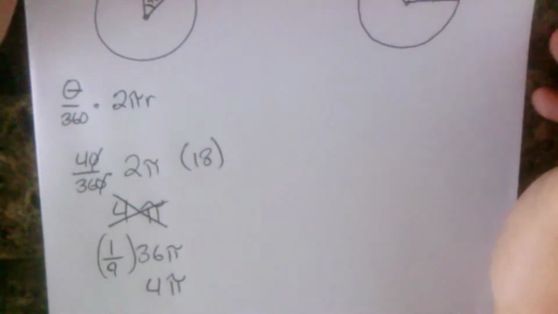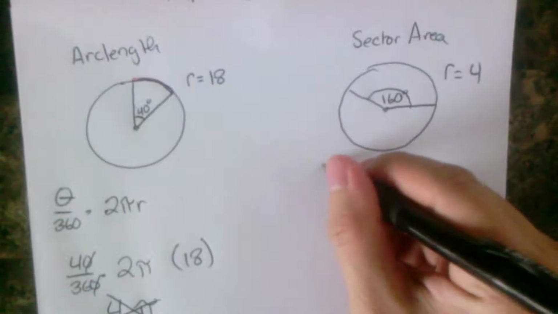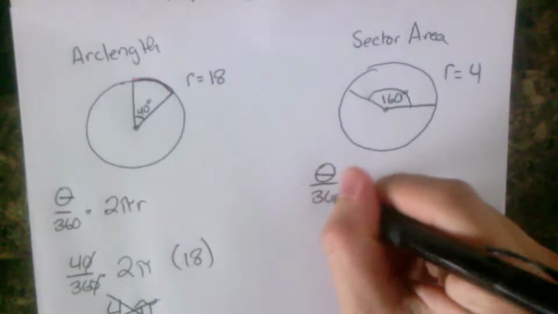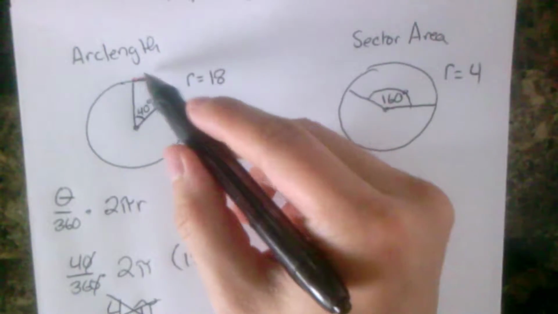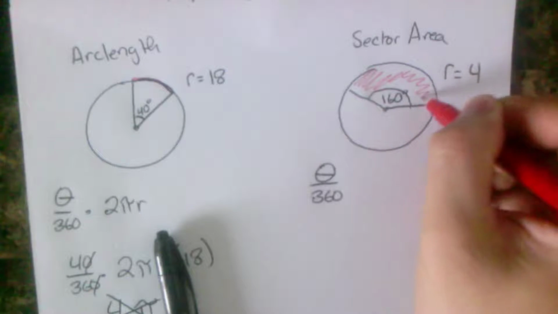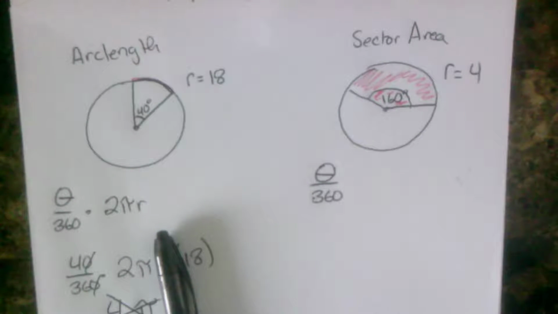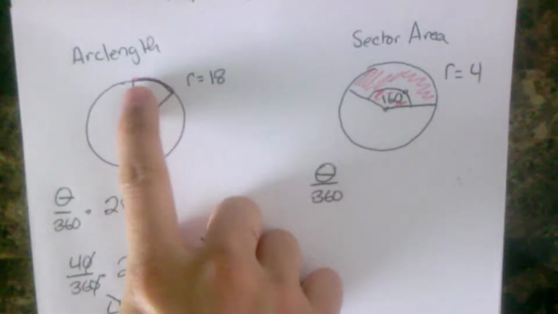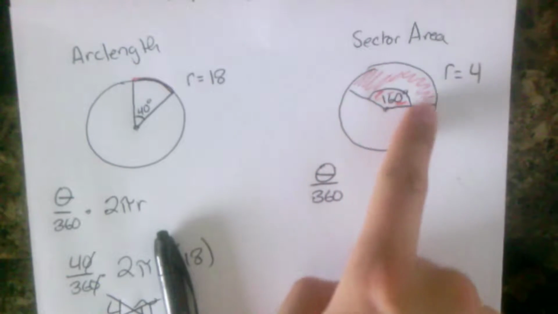Okay, so let's go ahead and do sector area. Sector area is going to have a different formula. It's still theta over 360, because sector area, keep in mind, while arc length was this entire outside, sector area is the whole inside. All this. While the arc length is like the crust of a pizza or the crust of a pie, sector area is the whole slice.